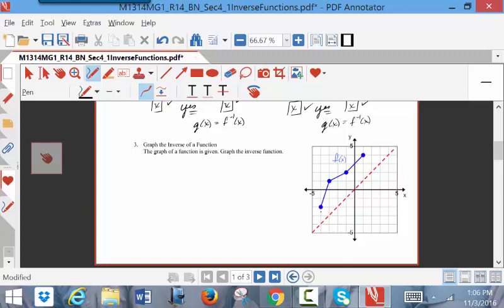Okay, so this point at the bottom, if I reflect it over the red dashed line, it would be here. This other point, if I reflect it over the dashed line, it would be here. All right, my other point, if I reflect it over the dashed line, it would be here. And the highest point reflected over the red dashed line would be here. So those are those points reflected over the red dashed line.